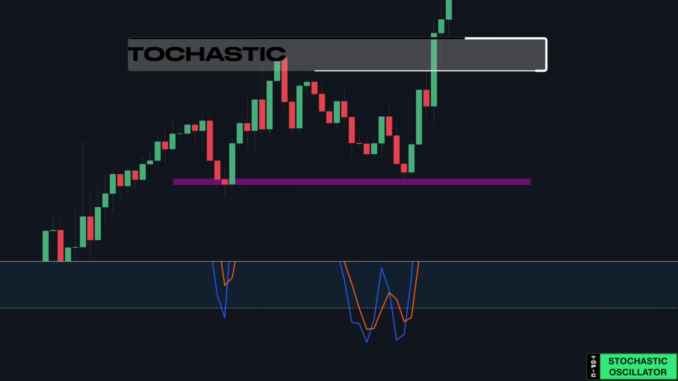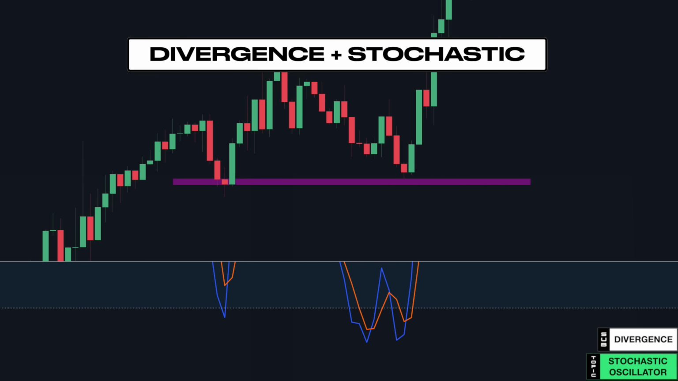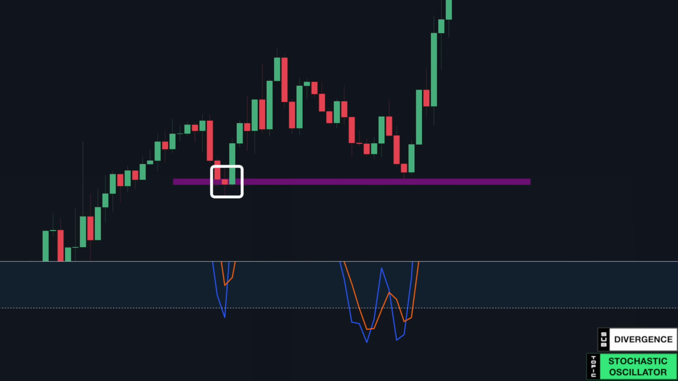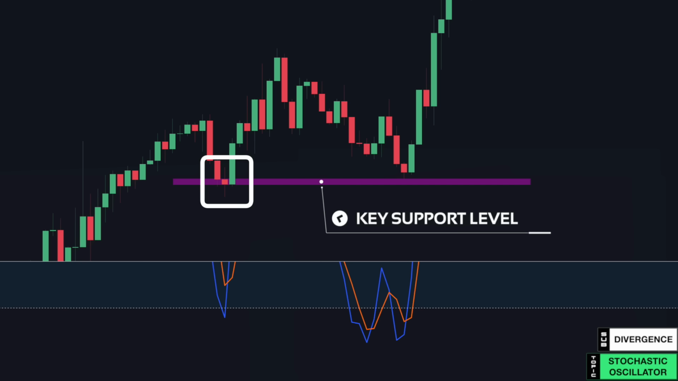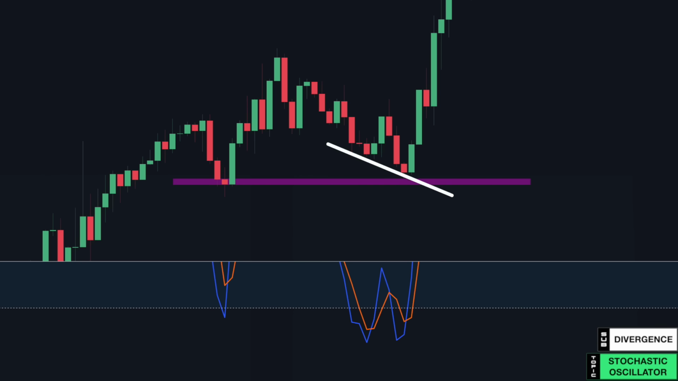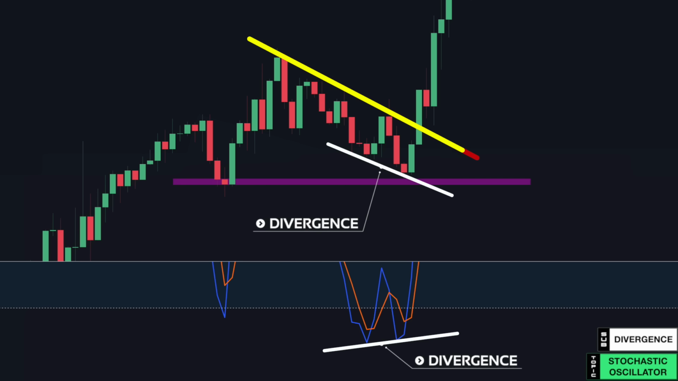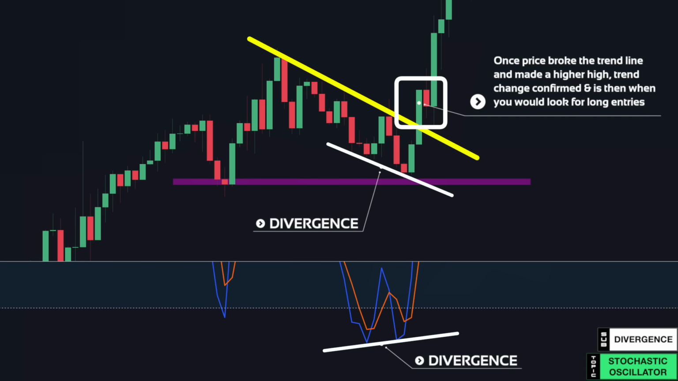Now, another method to use the stochastic indicator is through divergence, which allows for higher quality reversal trade setups. This reversal point here gives you a key support level. Price makes a lower low, whereas the stochastic makes a higher low, giving you a divergence. Trend line placed above, and once price broke the trend line and made a higher high, the trend change is confirmed and is then when you would look for long entries.